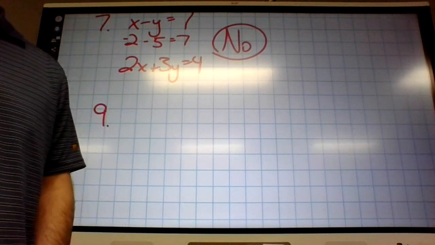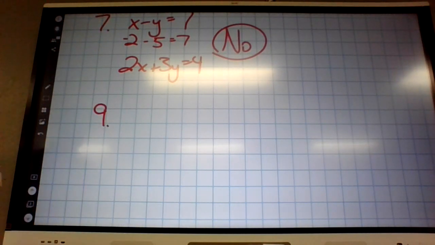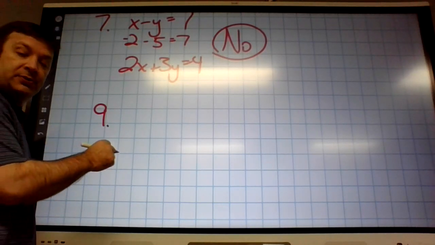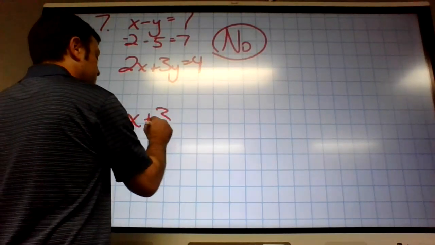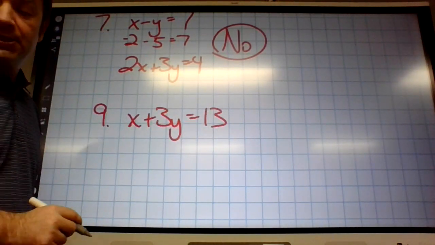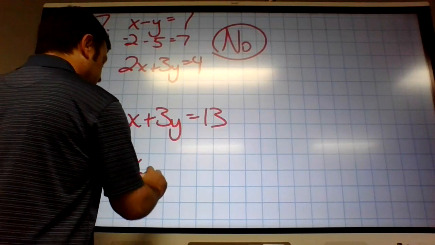Do I want to do it? I'll just do one more. I'll let you guys do the odds on this section. I'll do number 9 then. x plus 3y equals 13. 6x plus y equals 7.